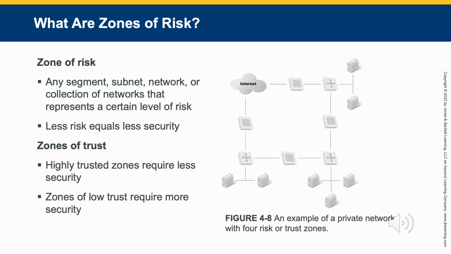What are zones of risk? A zone of risk is any segment, subnet, network, or collection of networks that represents a certain level of risk. Less risk equals less security. Zones of trust: highly trusted zones require less security. Zones of low trust require more security.